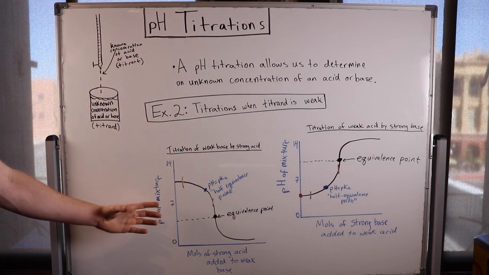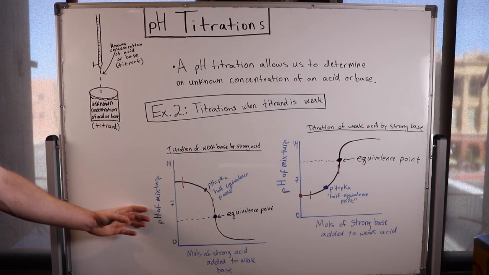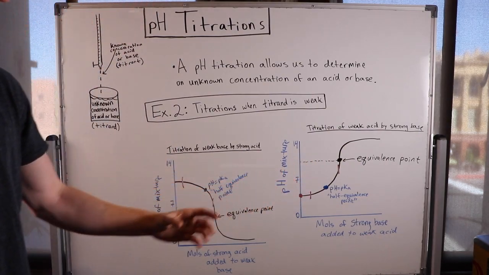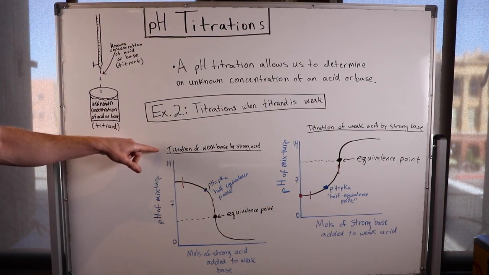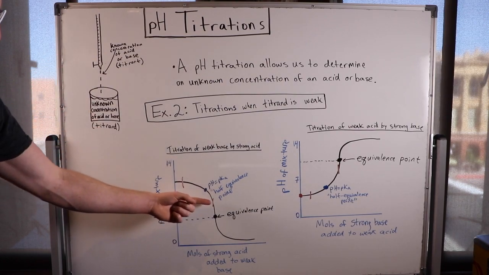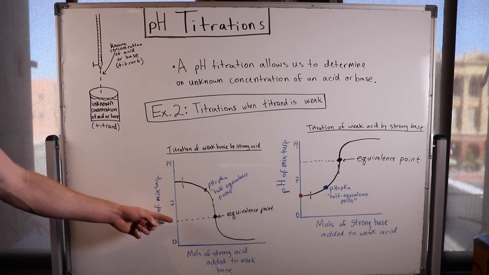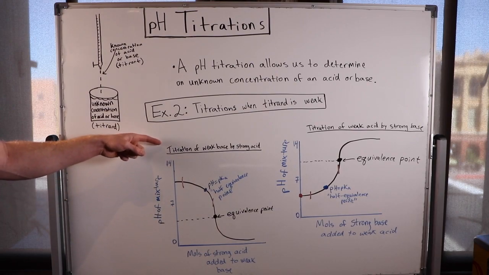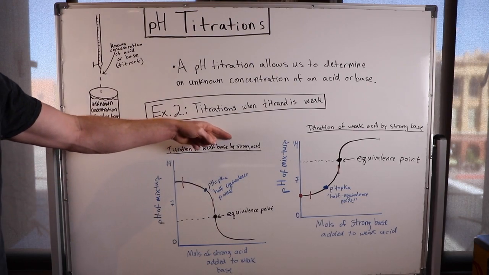So in this case, we've got a beaker full of weak base, and we're dropping strong acid into it. And here we've got a beaker of weak acid, and we're dropping strong base into it. So let's start by talking about this graph here. So remember, in the previous example, when we had a strong base being titrated by a strong acid, the equivalence point was right at 7. But in this case, the pH at the equivalence point is less than 7.